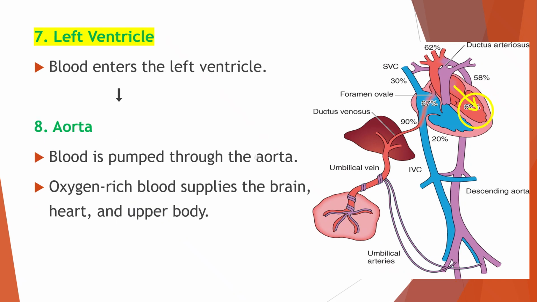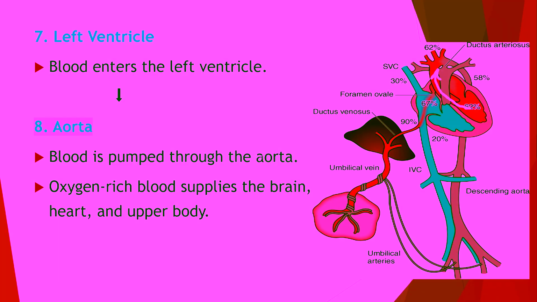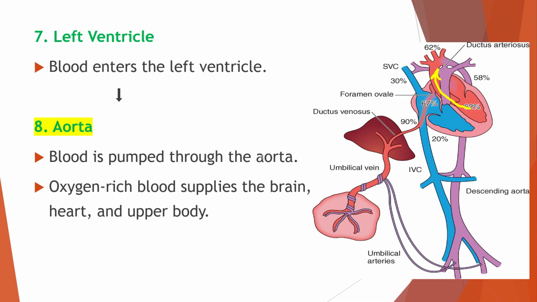the lungs. From the left atrium, the blood flows into the left ventricle. Then, the left ventricle pumps the blood into the aorta, which is the largest artery in the body. Finally, the oxygen-rich blood is distributed to the most important organs, like the brain, heart, and the upper part of the body. These organs need a good supply of oxygen because they are growing rapidly during fetal life.